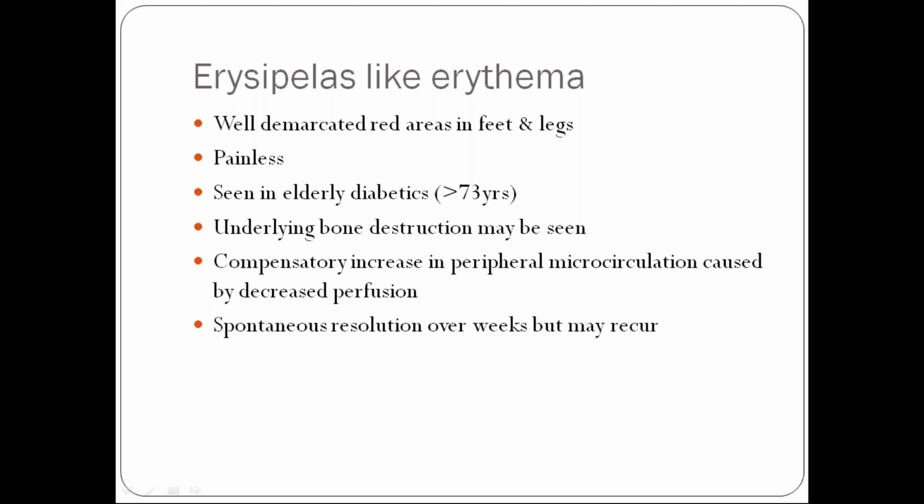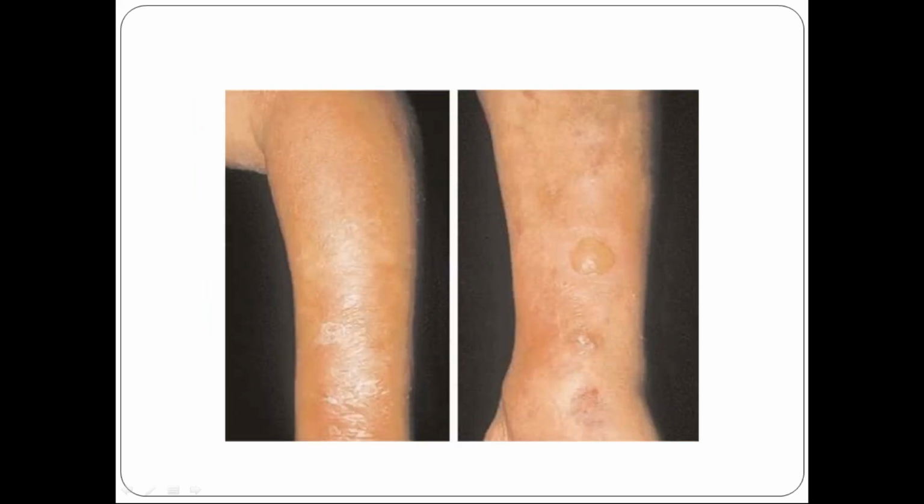And underlying bone destruction may be seen, and there will be a compensated increase in peripheral microvasculation caused by the decreased perfusion, because the blood vessels are compromised. That is why there is decreased perfusion and spontaneous resolution over weeks, but it may reoccur. Though it may spontaneously disappear, there is always a chance to reoccur. And this is a picture. As you can see, erysipelas-like well demarcated area of redness.